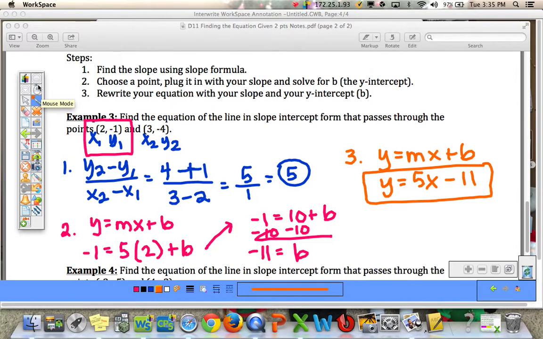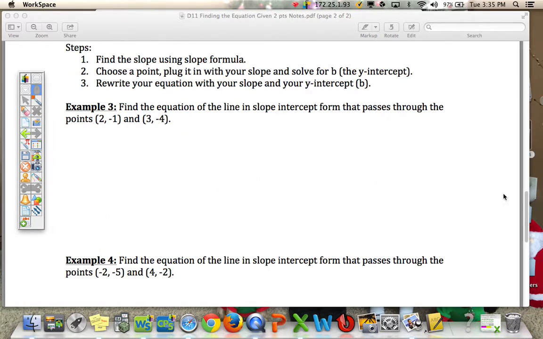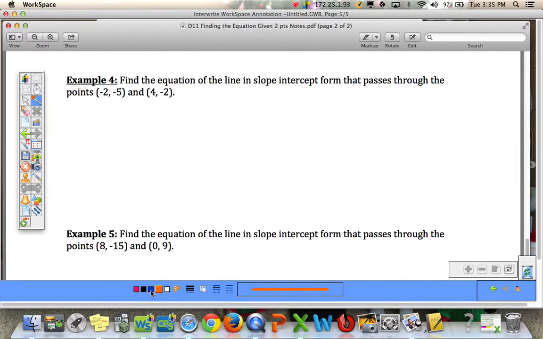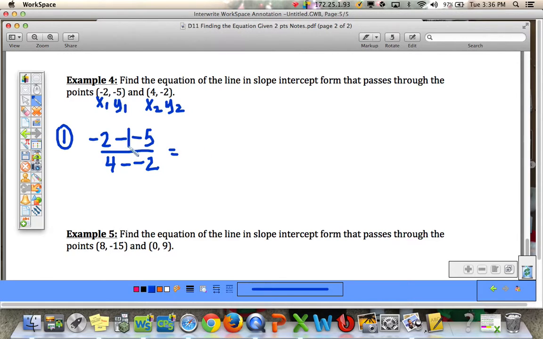Okay, let's try this 2 more times, again with each of these 3 steps. First step, find the slope. Again, label your points x1, y1, and x2, y2. So first step, slope is y2 minus y1 over x2 minus x1. So here we have a positive and a positive. We'll get 3 over 6, or 1/2. So there's the slope.